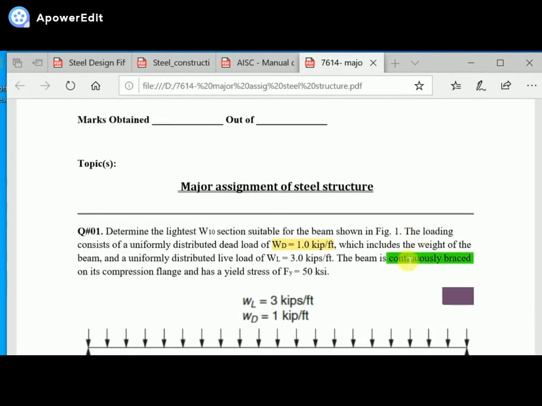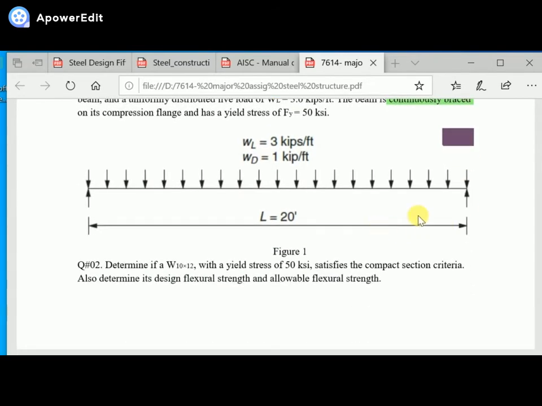Here they say that you have to provide continuous bracing, meaning that the beam is laterally braced, continuously braced. Continuously braced means you do not provide just intermittent bracing. For example, if you provide a lateral bracing here, a lateral bracing here, you basically tighten the beam at these points as well. You tighten the beam here and here.